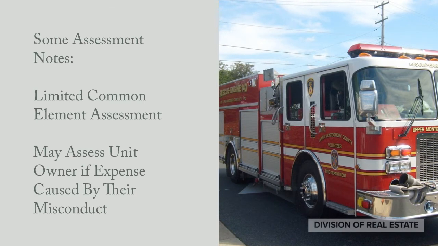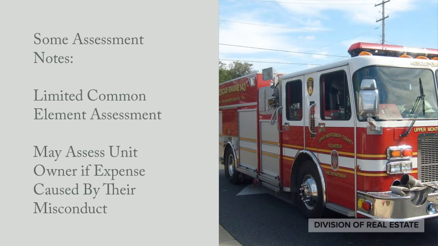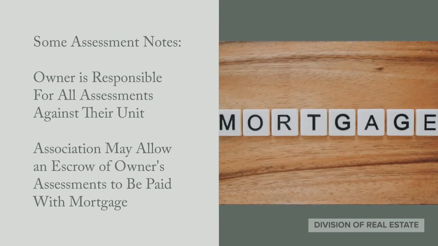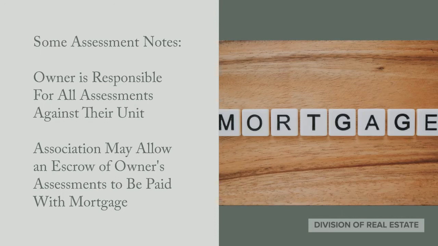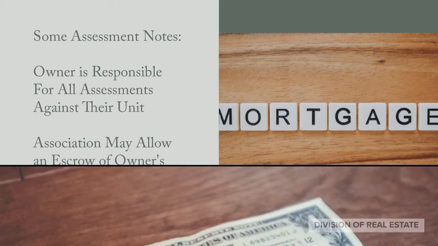Any common expense or portion benefiting fewer than all the units shall be assessed exclusively against the units benefited. If any common expense is caused by the misconduct of any unit owner, the association may assess that expense against that owner's unit. Each unit owner is liable for assessments made against that owner's unit during the period of their ownership. Unless otherwise specifically provided in the declaration or bylaws, the association can enter into an escrow agreement with the holder of a unit owner's mortgage so that assessments can be combined with the unit owner's mortgage payments and paid at the same time and in the same manner.